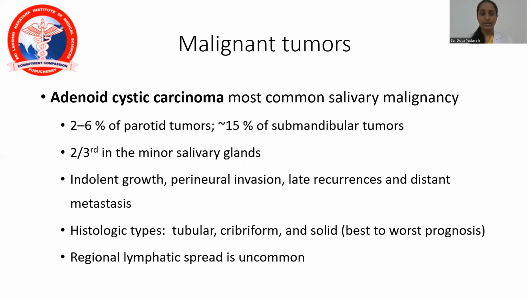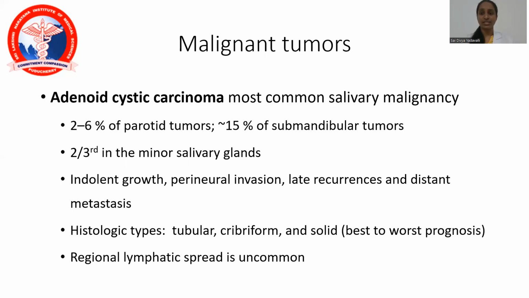Coming to adenoid cystic carcinoma, it is the most common salivary malignancy overall. 2 to 6% of parotid tumors and up to 15% of submandibular tumors are adenoid cystic carcinoma. Two-thirds occur in the minor salivary glands. They have an indolent growth, but they're peculiar in that they have perineural invasion. They have late recurrences and distant metastasis.